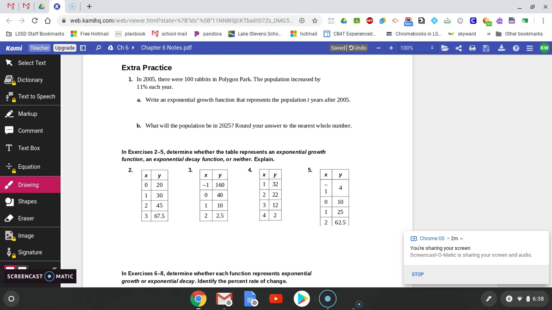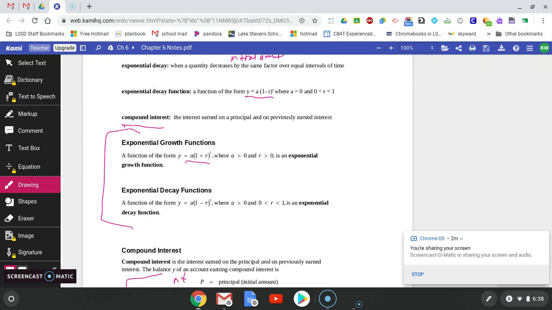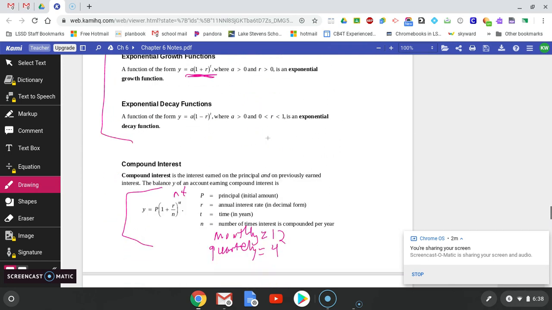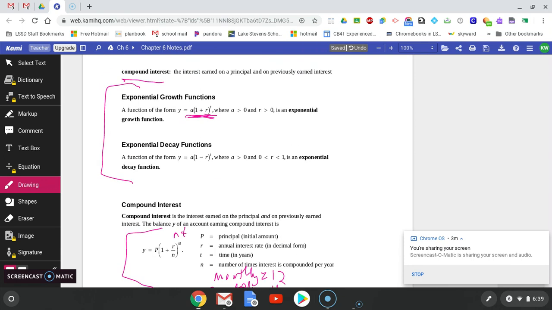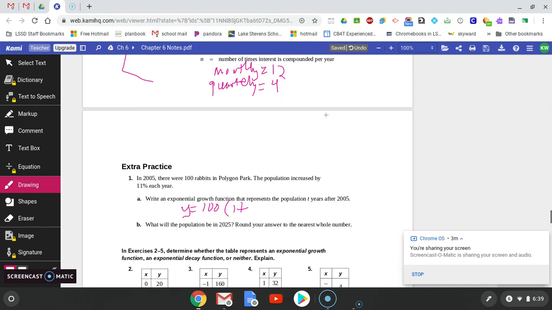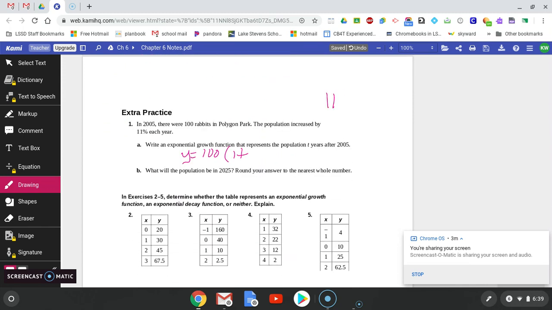In 2005, there were 100 rabbits in Polygon Park. Population increased by 11% each year. Write an exponential growth function that represents the population T years after 2005. So we are going to be using this equation here. The first thing we need is A, our initial amount. So y is equal to our initial amount, which is 100. And then in parentheses, we're going to put 1 plus, and then our equation says that the next thing we're going to have is R, which is our rate. It says it's 11%. 11% is the same thing as 0.11. So that's going to be what goes in our parentheses.